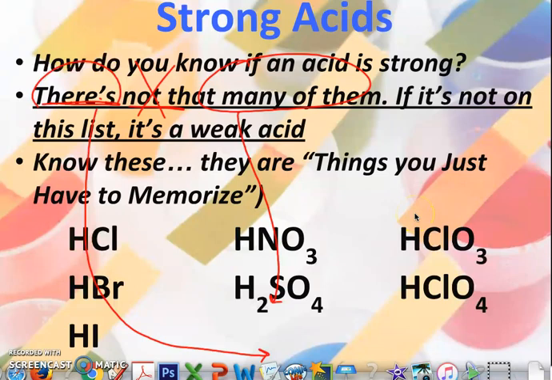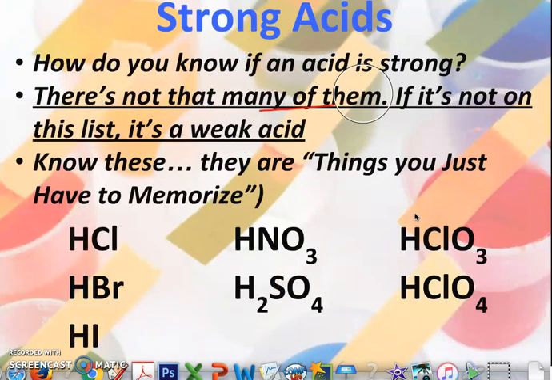Now, how do you know if we're dealing with a strong versus a weak acid just on sight? The good news is there's not that many strong acids. So these are the 7, and you just have to know them. They are on your things you just have to memorize list. If you see any of these 7, we can assume 100% ionization. Any other acid, we would assume it is a weak acid, and therefore we're going to have to watch for a Ka value.